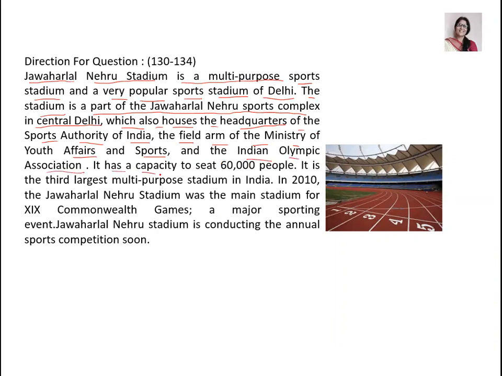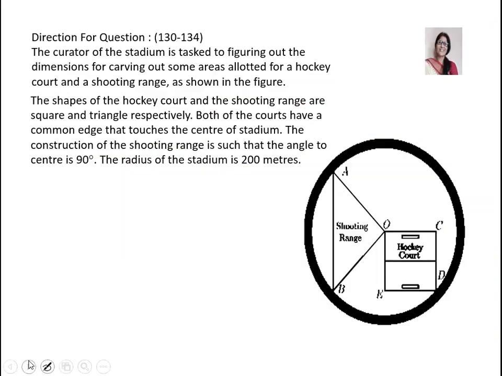It has a capacity to seat 60,000 people. It is the third largest multi-purpose stadium in India. In 2010, the Jawaharlal Nehru Stadium was the main stadium for the 19th Commonwealth Games, a major sporting event. Jawaharlal Stadium is conducting the annual sports competition soon.